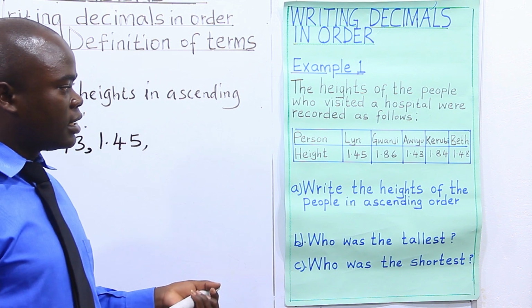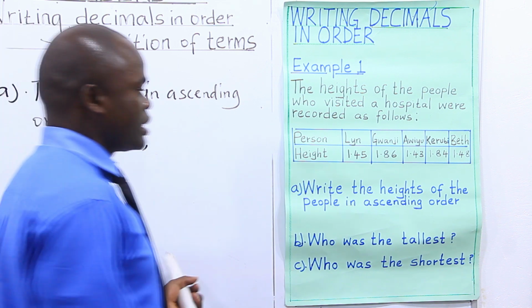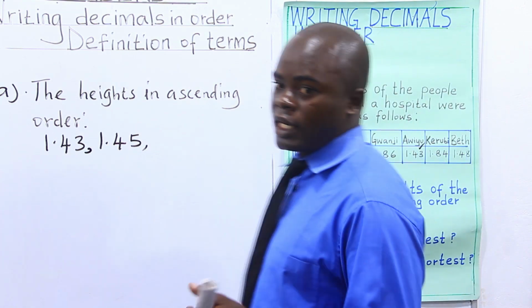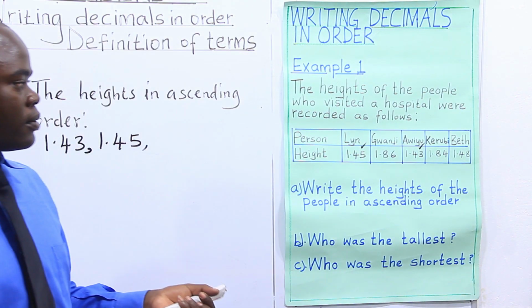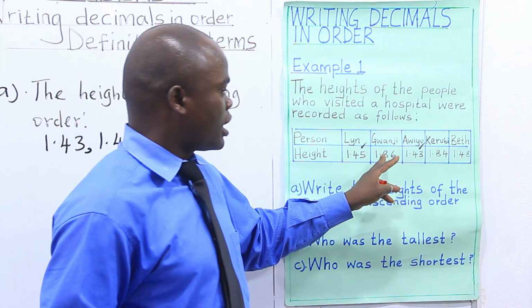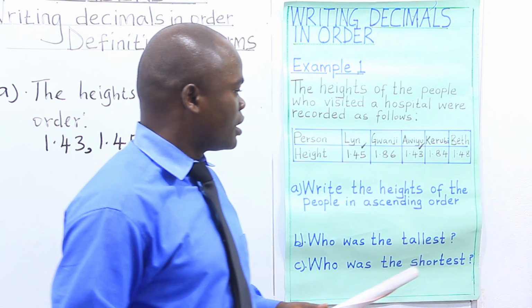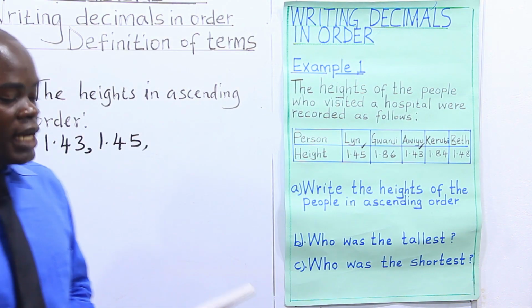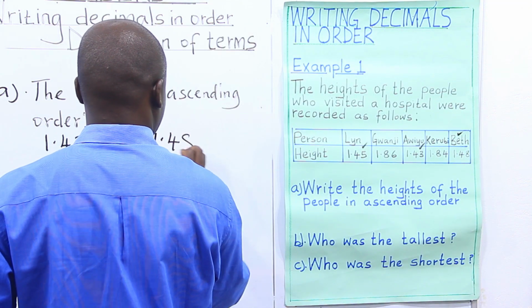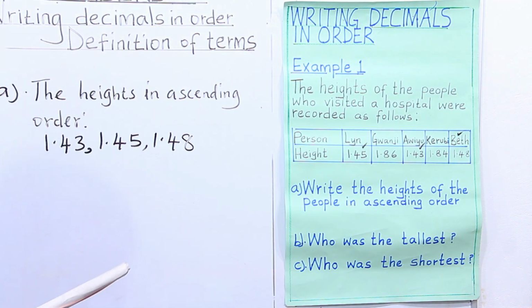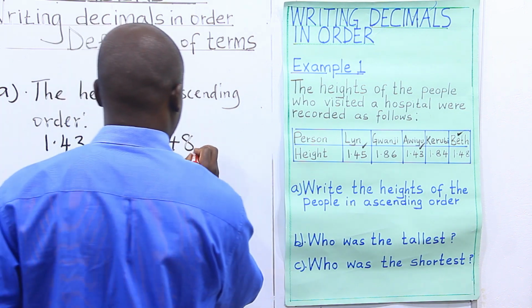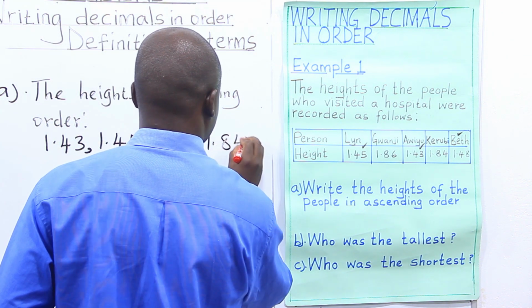Having written that, the ones that you have already written, you can tick them. The first one and then the second one. So you are left with the heights of 3 people. So the next smallest number among Gwanji, Kerubi, and Beth, we have Beth with 1.48, and then followed by Kerubi with 1.84.